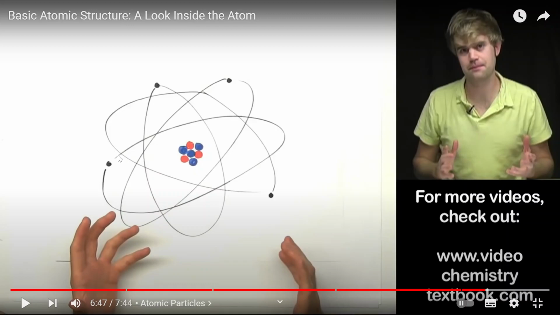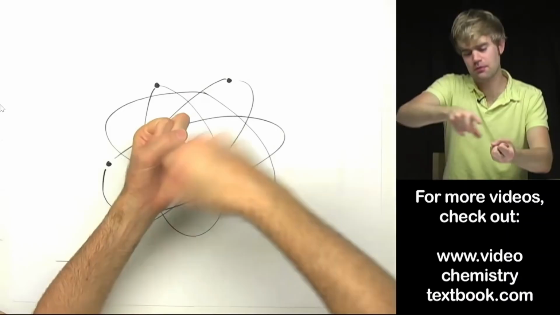But more correctly, they form a probability function, which we'll look at later. They're buzzing around much more randomly, kind of like hyperactive flies all over the place. We'll talk more about that later.